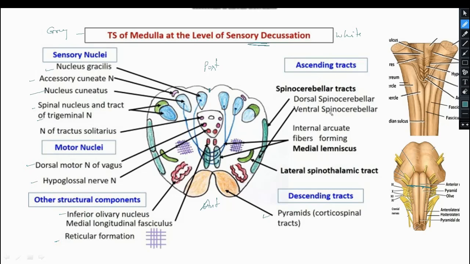Whereas in the white matter, all these ascending tracts, medial lemniscus. See, medial lemniscus is a bundle of nerve fiber. So the fibers belong to the white matter. This medial longitudinal fasciculus belongs to white matter. Where we can see this is a central gray matter, where all these important nucleus are present.